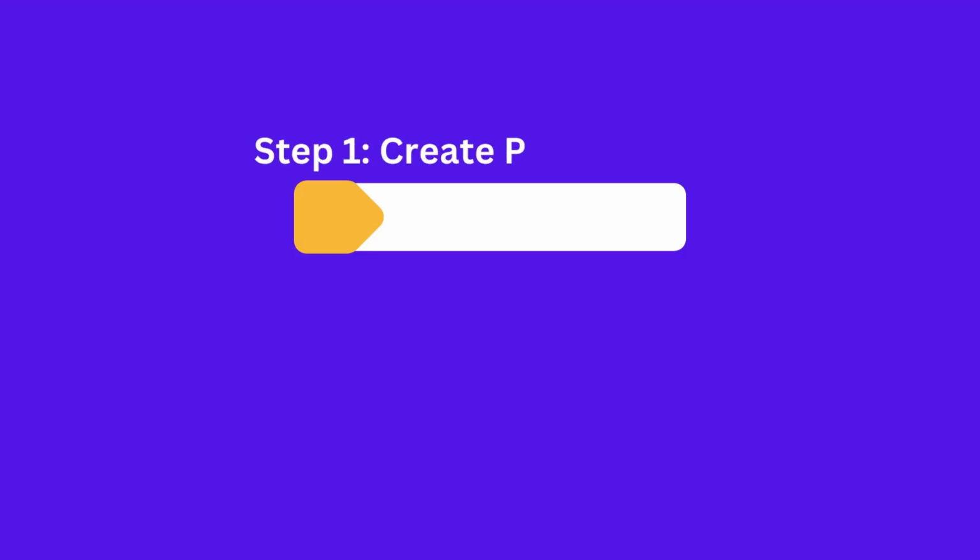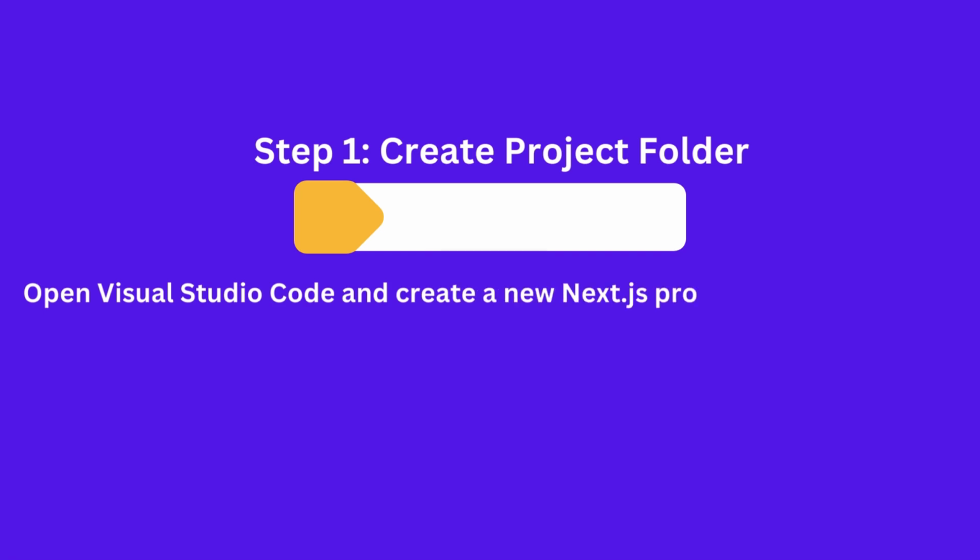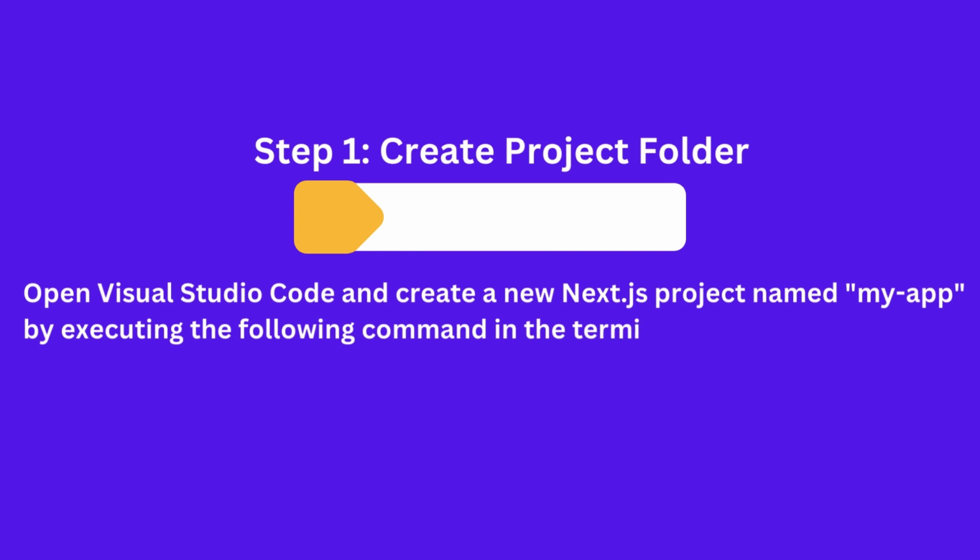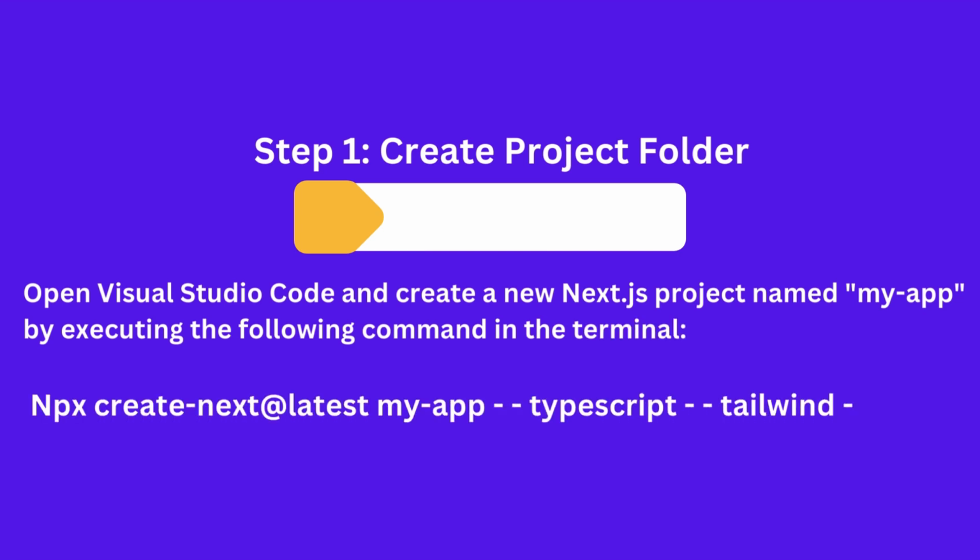Step 1. Create project folder. Open Visual Studio Code and create a new Next.js project named MyApp by executing the following command in the terminal. npx create-next-app@latest myapp --typescript --tailwind --eslint.